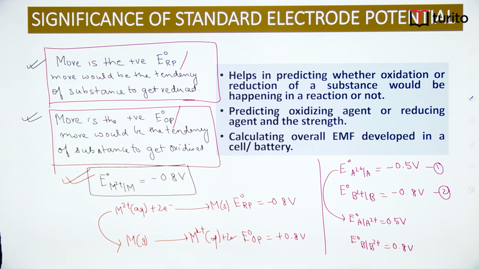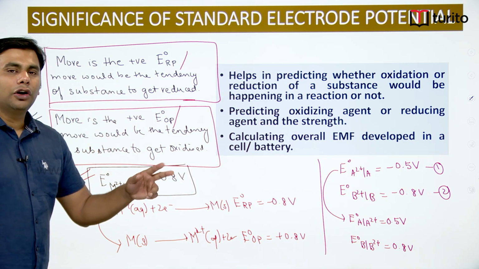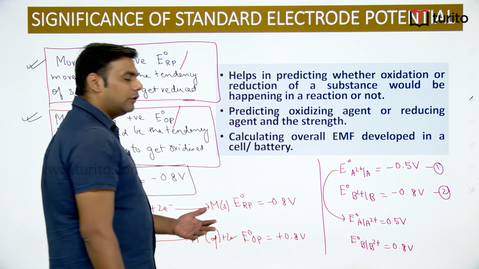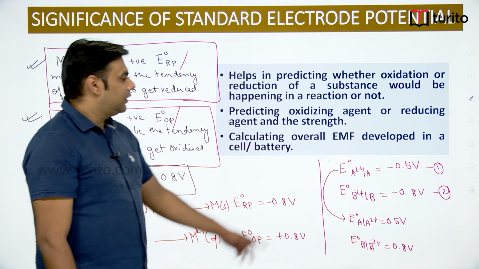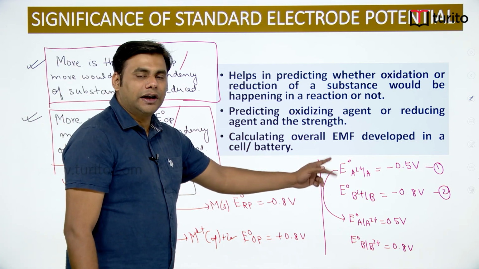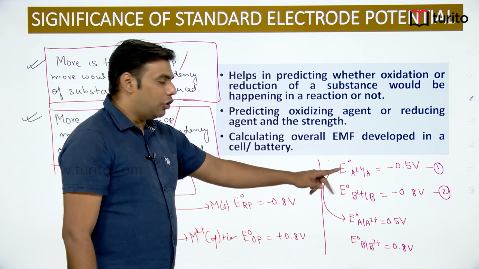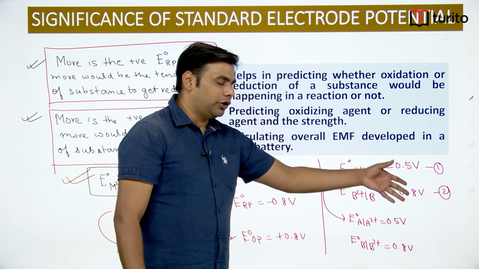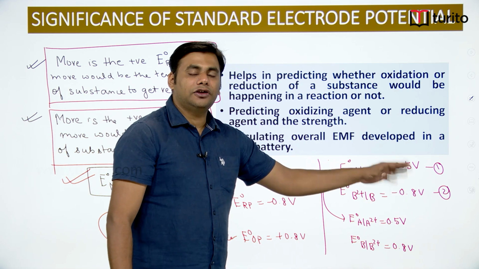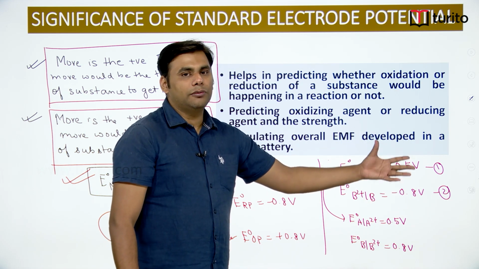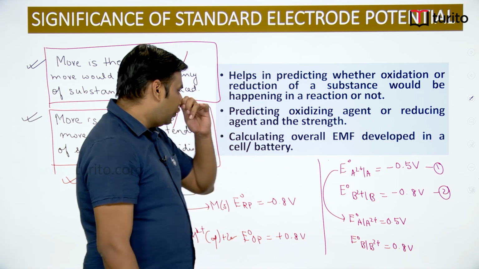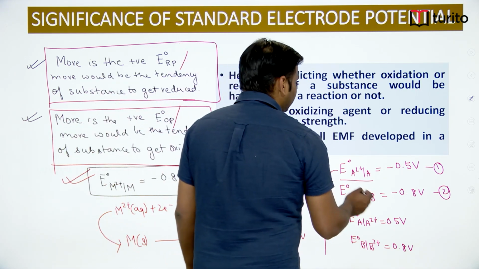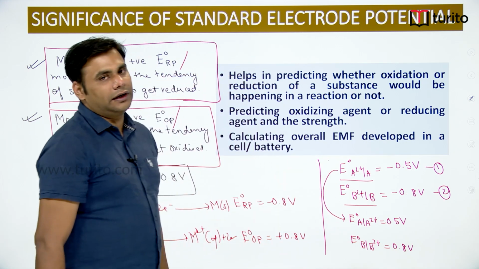So if we are comparing between, say, two elements, like in this case, the reduction potential of both of them was negative, A2+ as well as B2+. The oxidation potential of A and B both would be positive. B's oxidation potential is more positive, hence the tendency of B to get oxidized would be more than that of A. Now if we want to compare reduction, we ask which of these two has more tendency to get reduced.